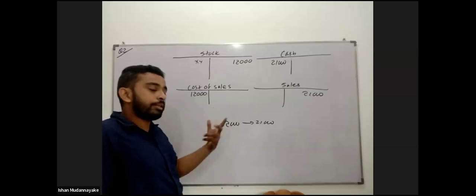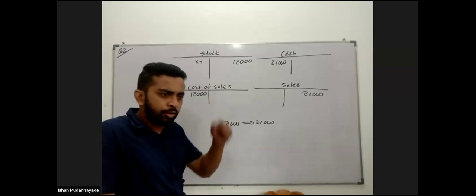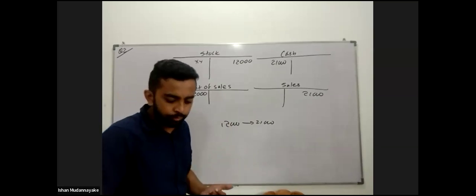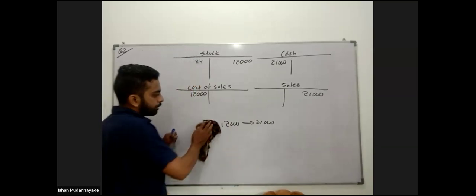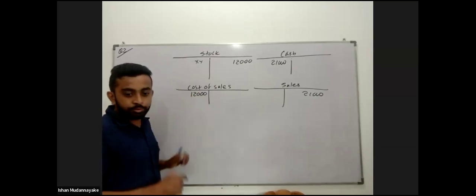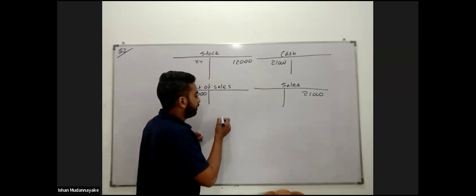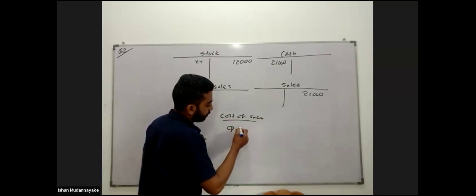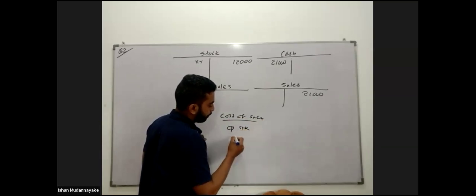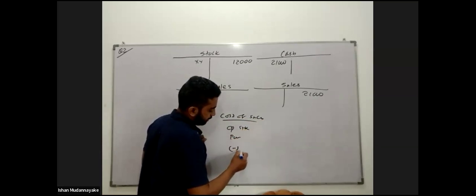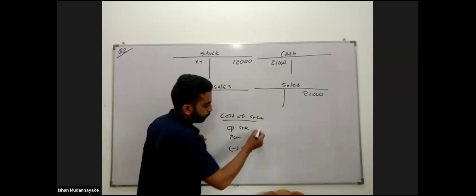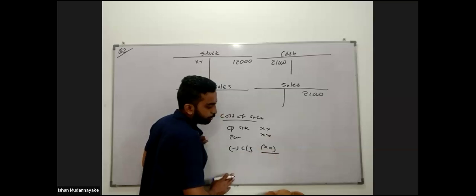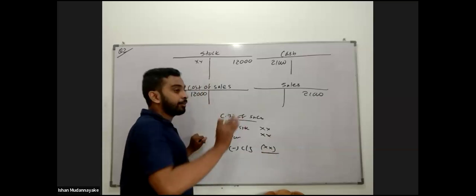This is a direct method to calculate cost of sale. In O level, you have learned the indirect method. What is the indirect method to calculate cost of sale? Cost of sale: opening stock plus purchases minus closing stock. To the opening stock, you add purchases, and then you deduct closing stock. Then you can calculate cost of sale. That is the indirect method.